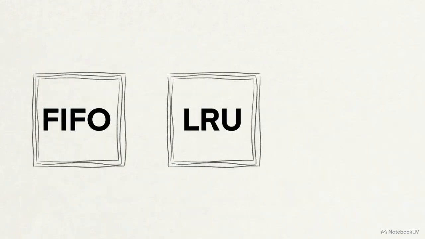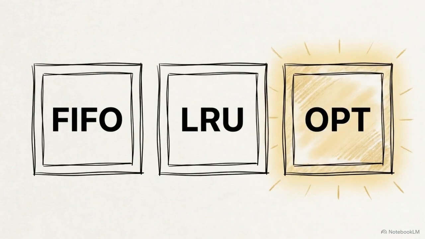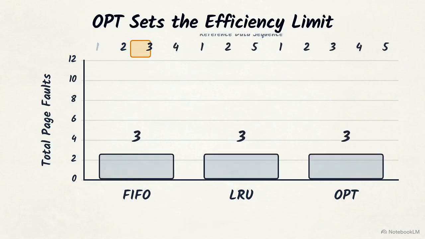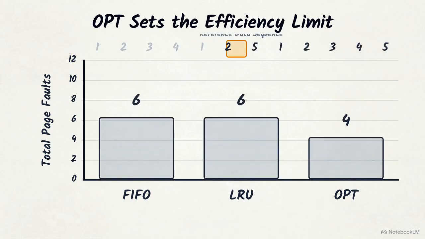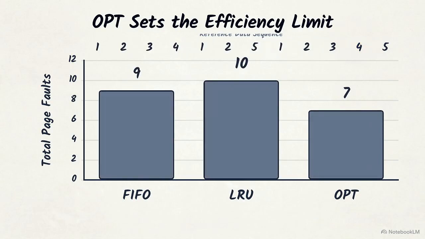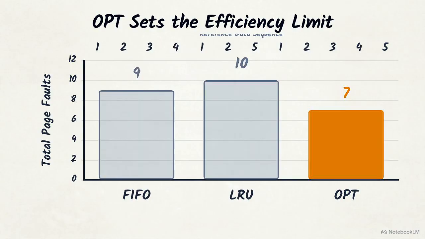The most analyzed models are first in, first out, least recently used, and optimal page replacement. This animated diagram captures their performance on a standardized data string. As the counters halt, you can see the efficiency limits of each approach. FIFO stops at 9 page faults. LRU stops at 10. But the optimal page replacement algorithm, or OPT, locks in at exactly 7.